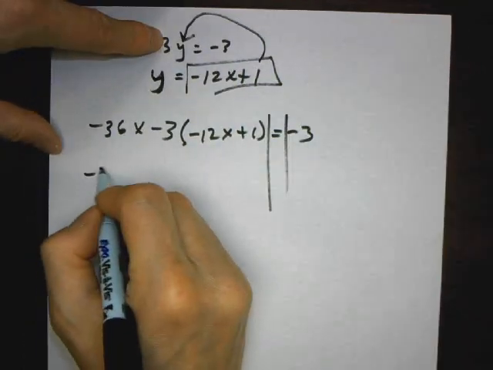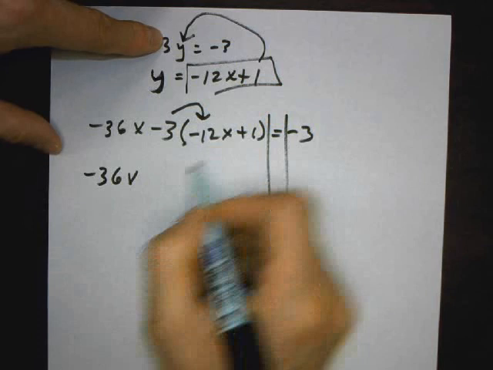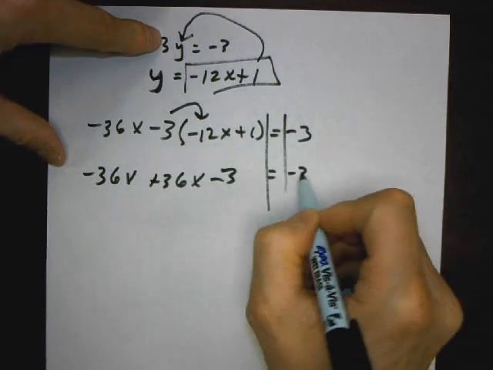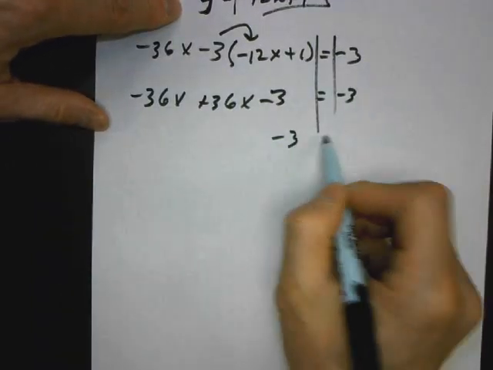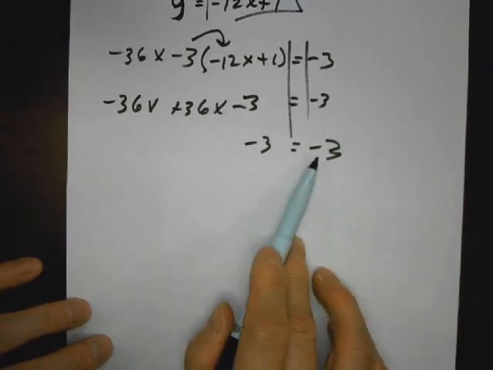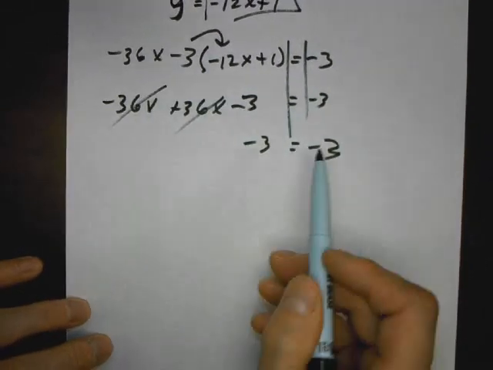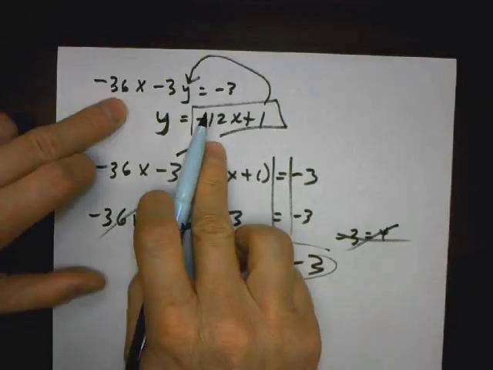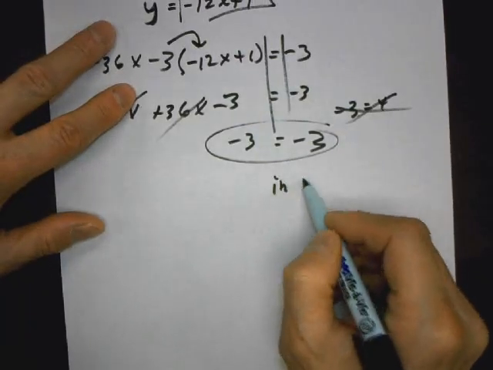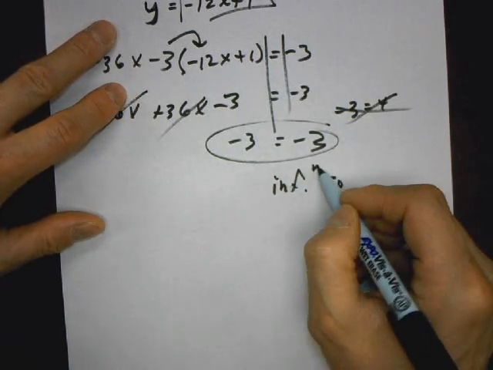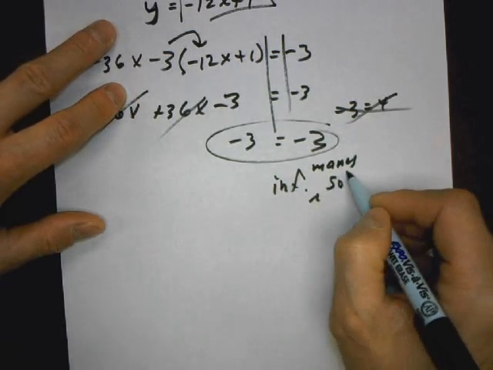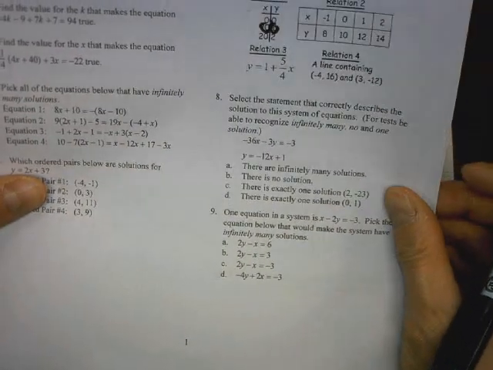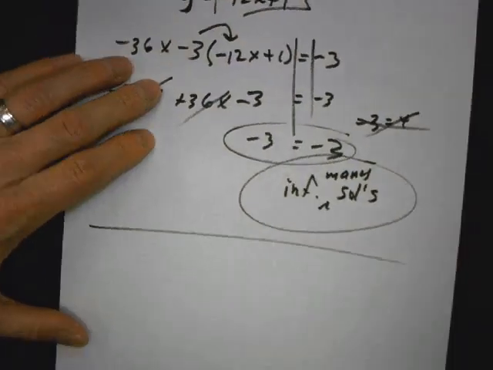Now, just like before, distribute, combine like terms. Distribute, negative times negative is positive. Negative times positive is negative. Combine like terms. Okay, so what happened here was that our variables crossed out, and we got something that's true. If this said negative 3 equals 4, that's not true. So if this is true, then that means these are actually the same line. This is infinitely many solutions. Infinitely many solutions, okay? And that was the answer for number 8 on our study guide. Number 9.